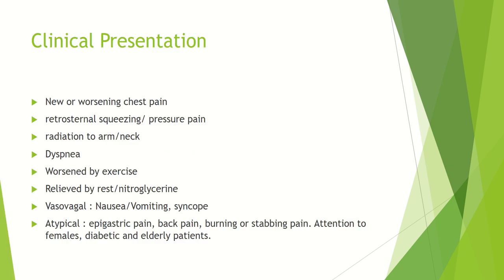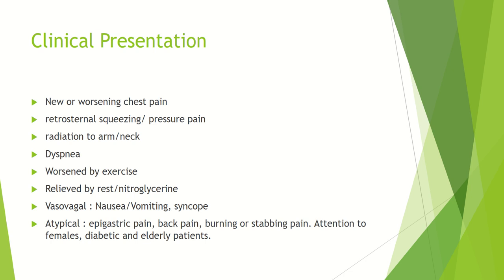Your patient will present with new or worsening chest pain, very acute, retrosternal or squeezing pressure-like pain. The pain would radiate to the arm, to the neck, to the jaw. They could have dyspnea, and the pain would relieve by rest or nitroglycerin. They could give you history that the pain is worsened by exercise.